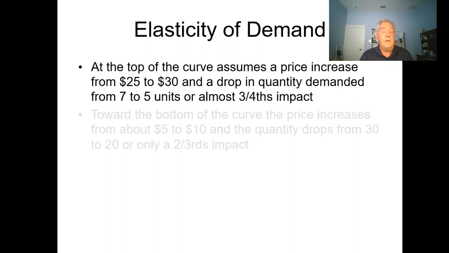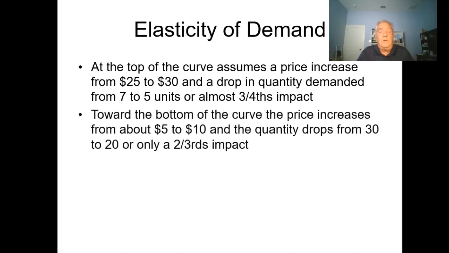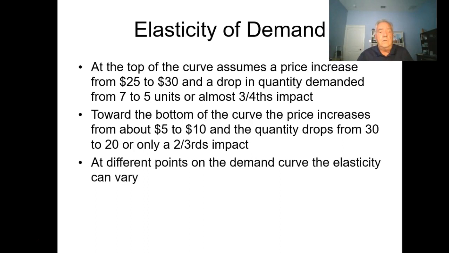Another way of looking at this. Toward the bottom of the curve, price increases about $5 to $10, then the quantity drops from 30 to 20, or 2/3 impact. So at the upper end of the demand curve, we are elastic, more elastic, and the impact on quantity is significant. On the lower end, it is not as significant in our chart. So at different points, the demand curve can be elastic, and the elasticity can vary at different points, which creates some confusion in many cases for economists.